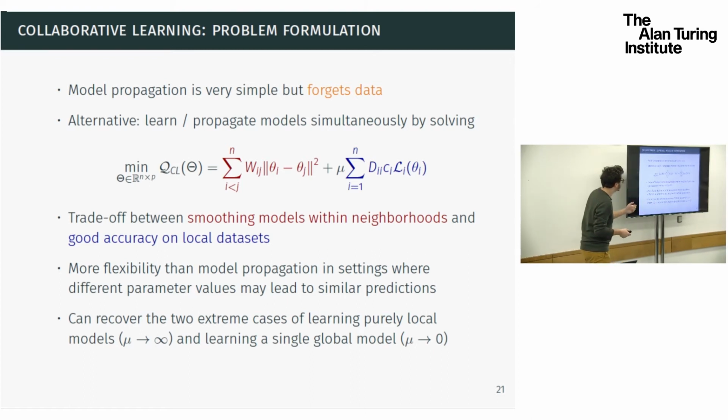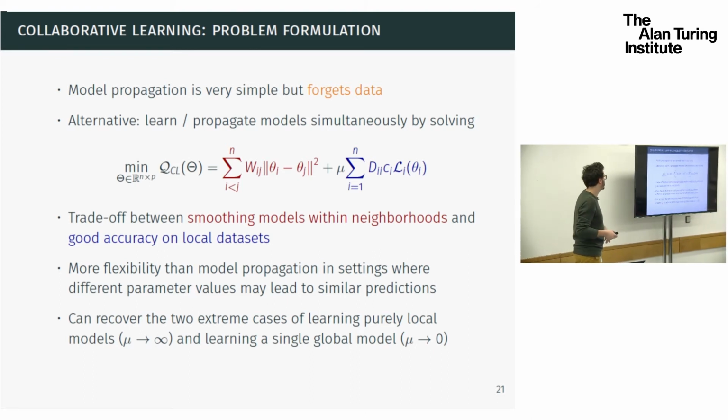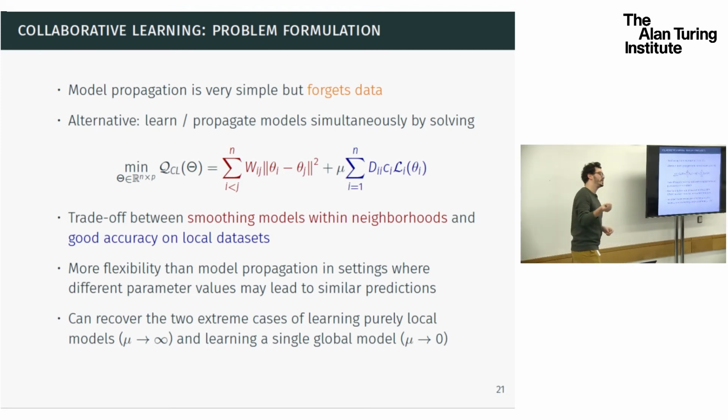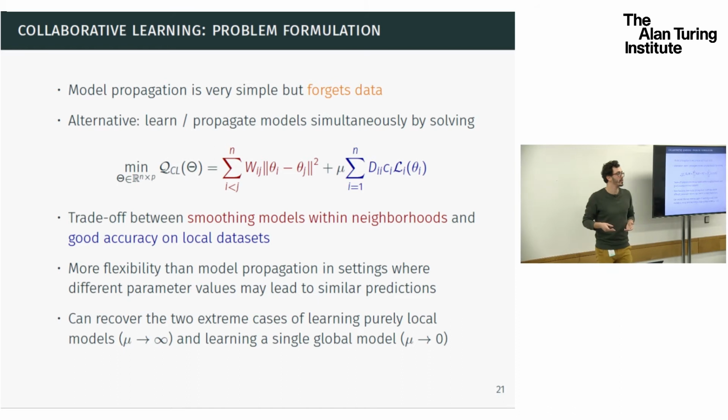Notice that I can recover two extreme cases here. If I have mu that tends to infinity, I actually recover the case of just learning independent models, purely local models. And if I have mu tending to 0, then I recover this consensus learning problem that I talked about in the introduction, which is essentially learning a single global model that performs the best on average over the users, okay?